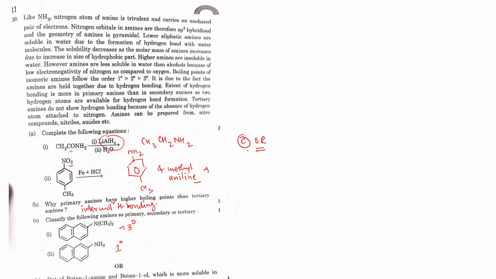Out of butan-1-amine and butan-1-ol, which is more soluble in water? Quite obvious, butan-1-ol. Ol means alcohol. Because of its ability to form hydrogen bonds with water, alcohols are more soluble than these amines, because of polarity and ability to form hydrogen bonds.